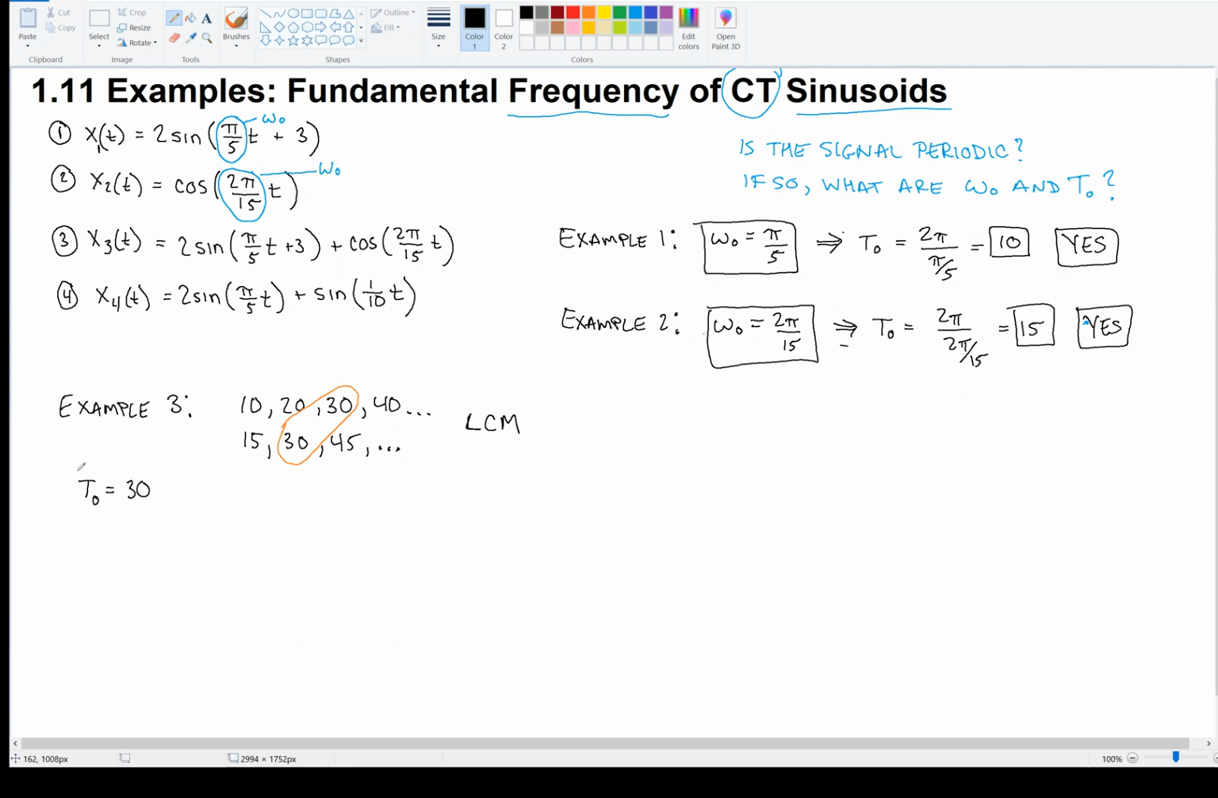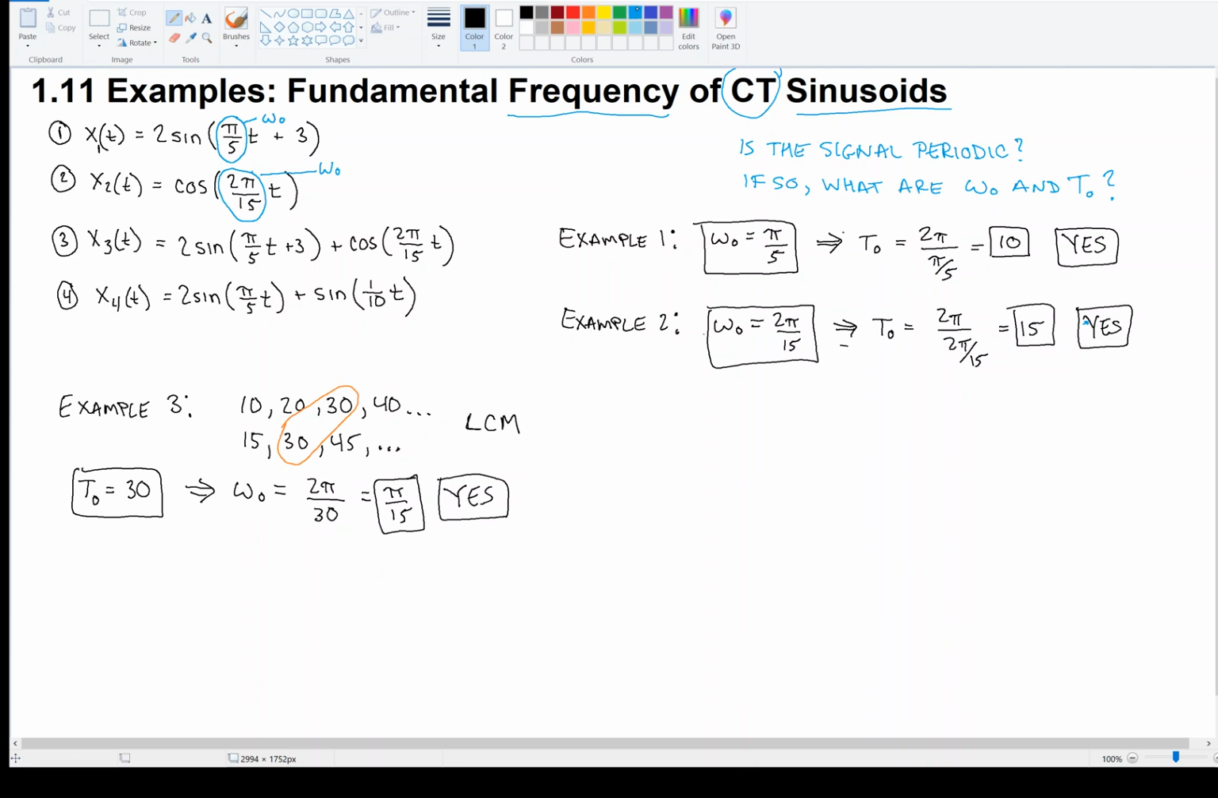Okay, so now, once we have that, we can get the fundamental frequency. We're going in a different way here than we did in the first two examples. So this is 2 pi over 30, or pi over 15. So the answer to the question, is it periodic, is yes. It is periodic, because if you can find the fundamental period and the fundamental frequency, then certainly it's periodic.